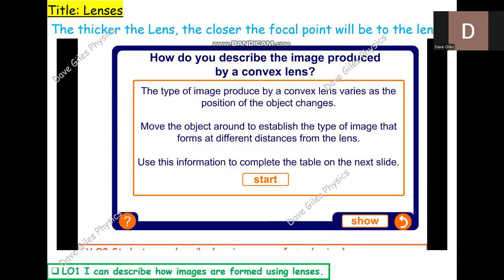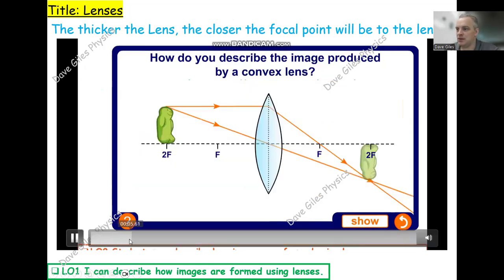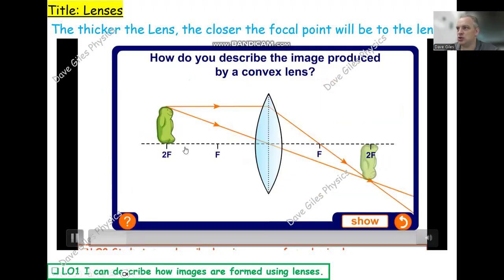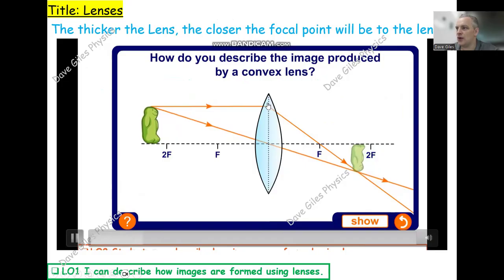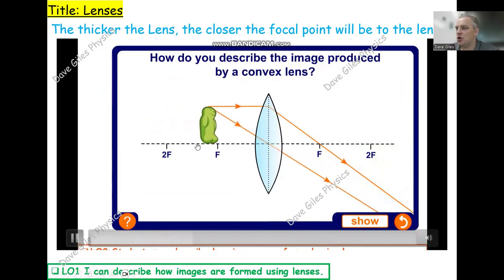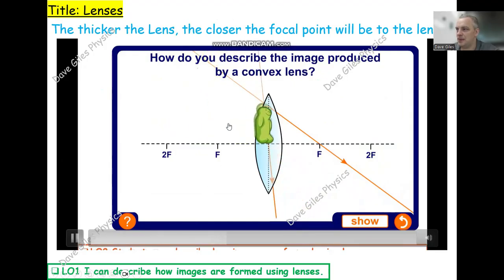So now we're going to look at the different kinds of images that we get. Depending on where the object is, you will get a different image. So this is for a convex lens. We start quite a distance away, and you can see it's getting bigger and bigger as we get closer until we reach the focal point. Then it actually appears to be on this side of the lens, the object. See the size of it is continually changing.